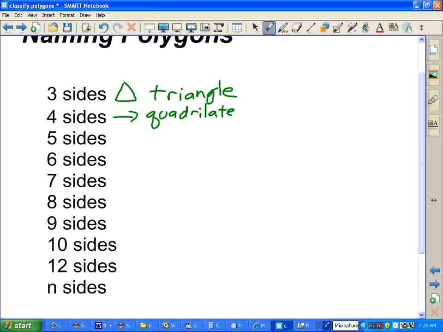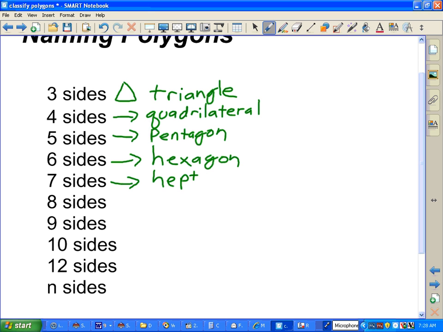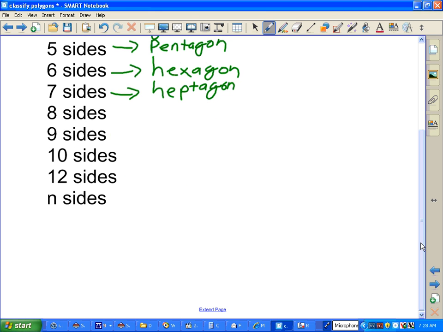It's a quadrilateral. A 5-sided figure is a pentagon. 6, hexagon. 7, heptagon. Okay? 7 sides is a heptagon. 8 sides. I think everybody knows this stop sign. Octagon. Oops, that's an A. Octagon.